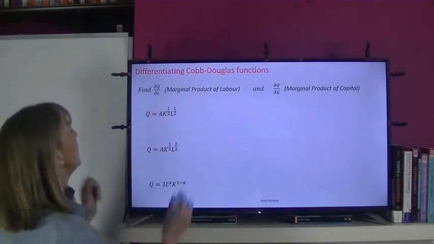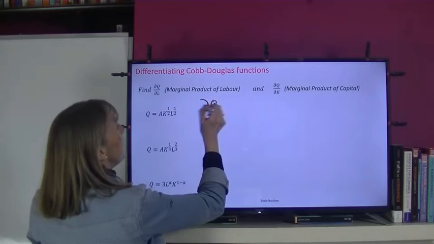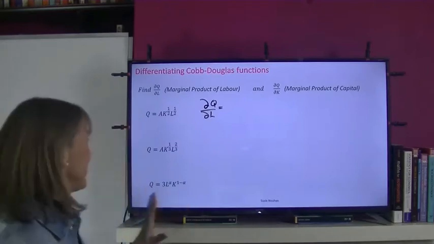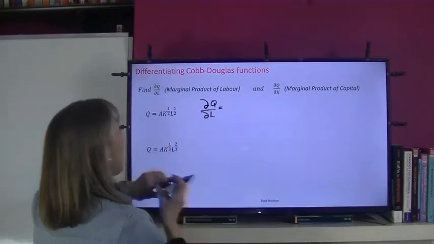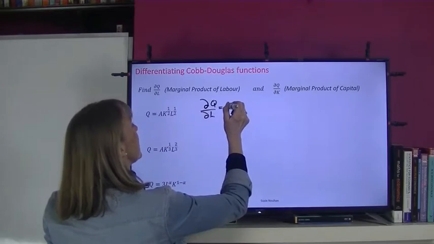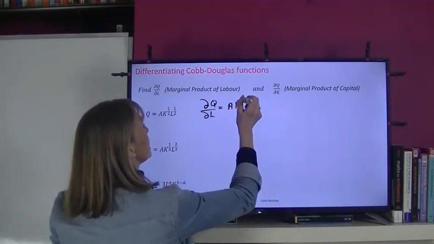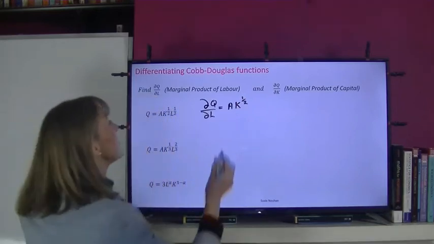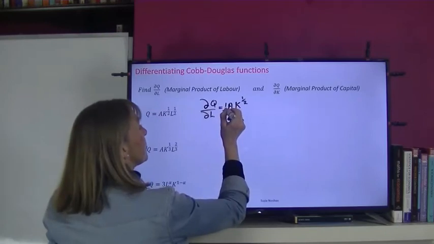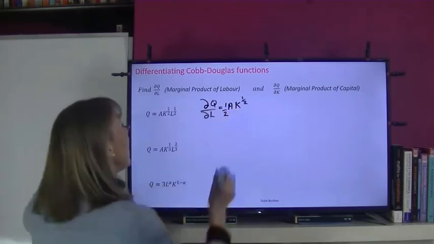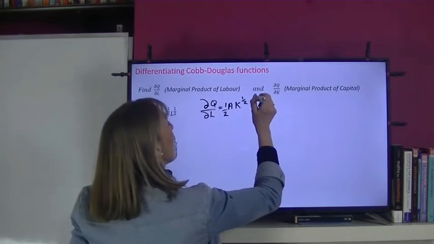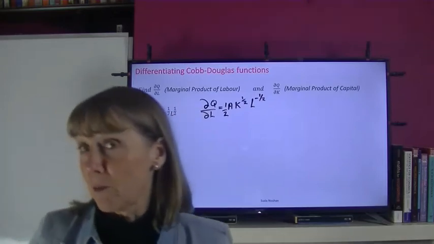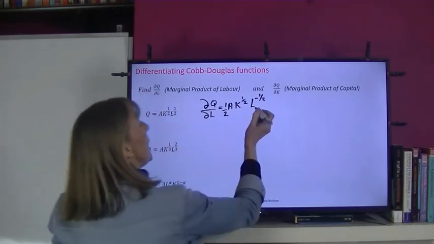So let's go for dQ/dL will equal, right, so here we go. A and K will just be kept constant, but L we're differentiating by, so we're going to multiply by that power, so we'll tuck it in at the front if we want. And the L had a power of a half, so when we subtract 1 from it, we get minus a half.